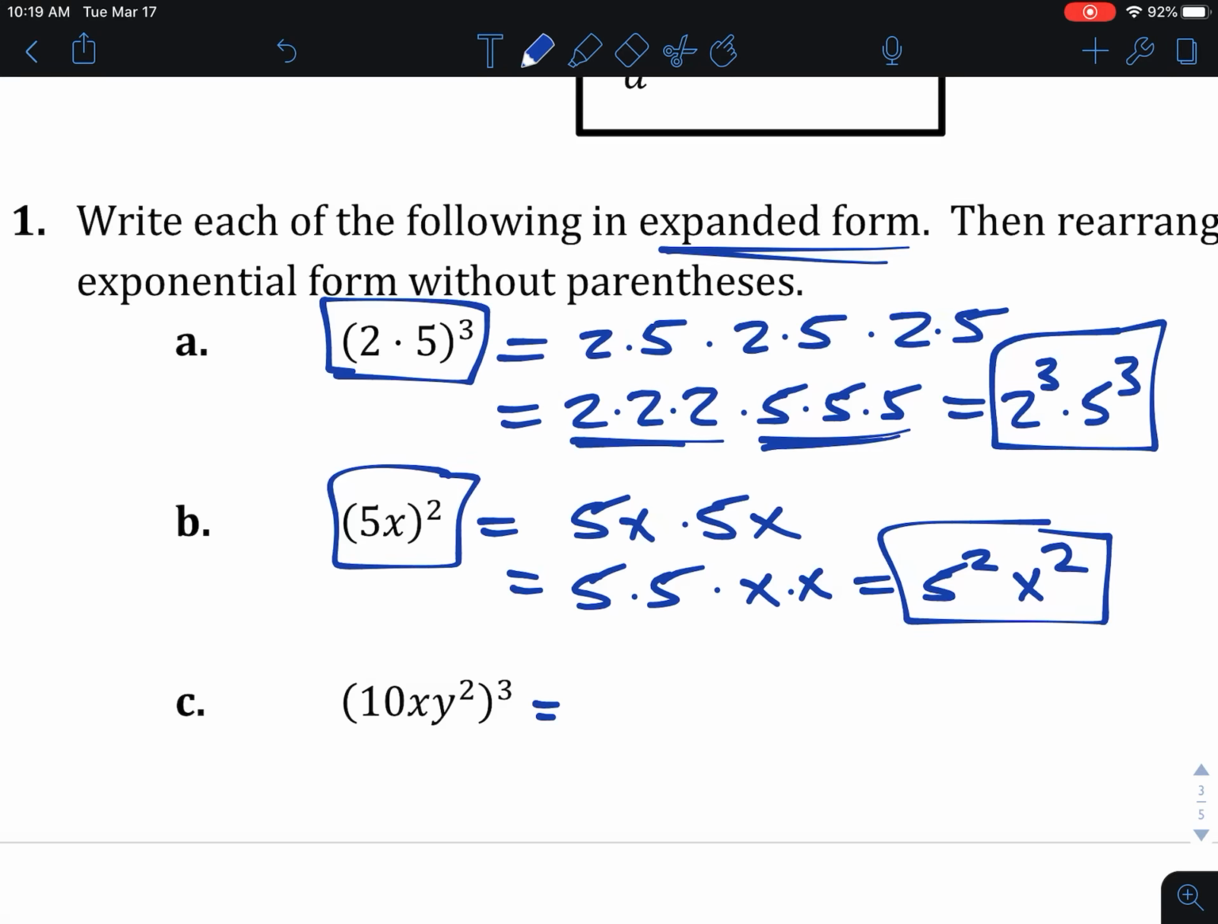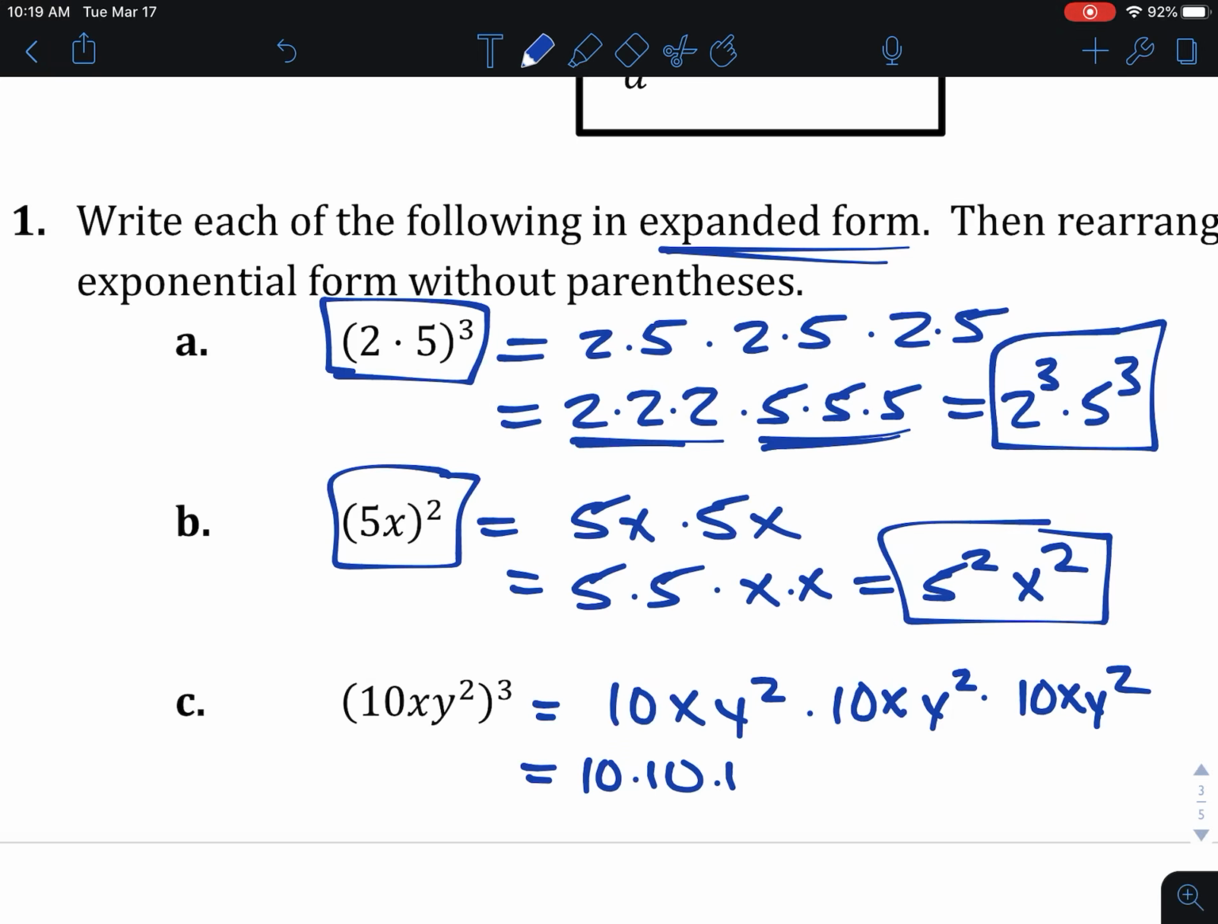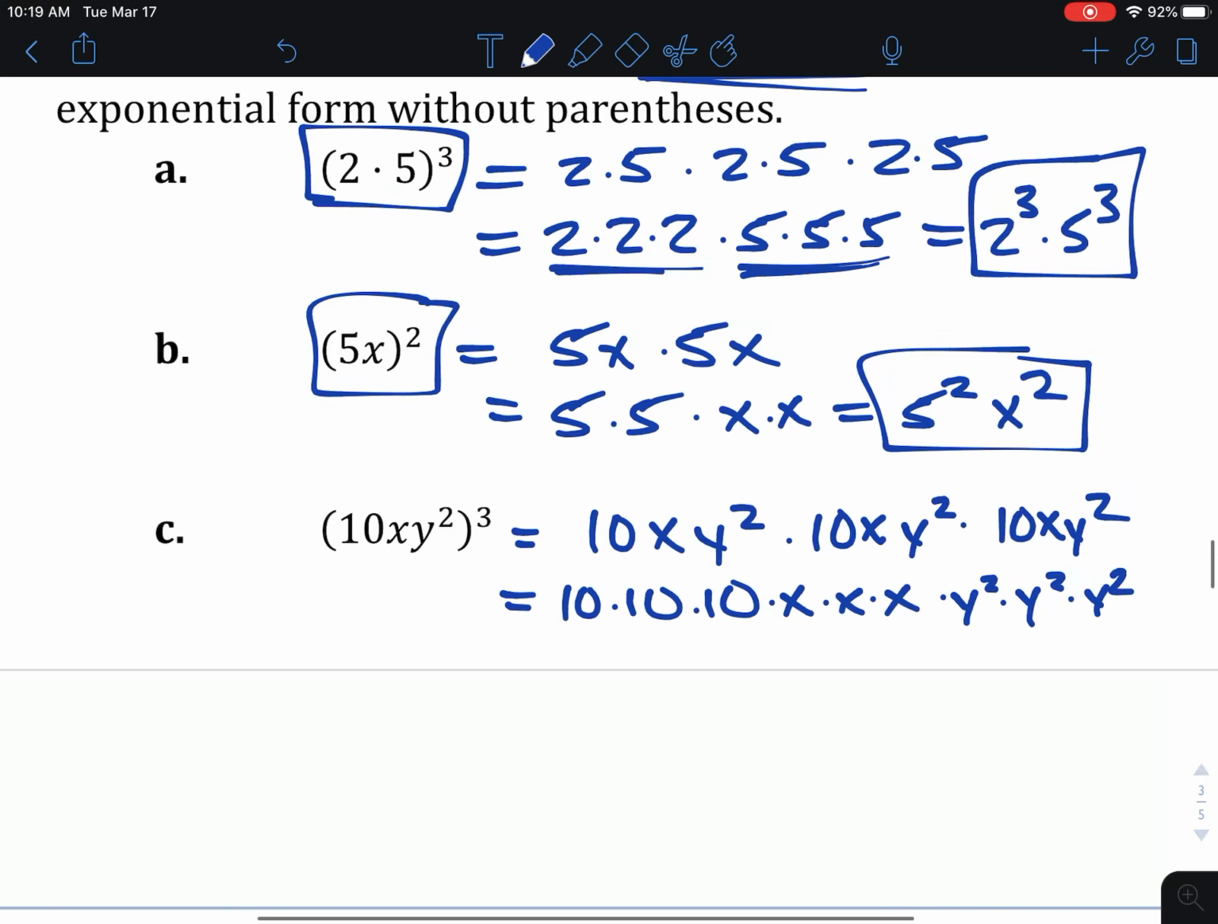For the next one, a lot more pieces here. 10xy squared times 10xy squared times 10xy squared, since there's 3 of them. Now rearranging would be 10 times 10 times 10 times x times x times x times y squared times y squared times y squared. Wow, okay. So now this is 10 cubed times x cubed. And now the y's here, well, this is y times y times y times y times y times y, wait, too many y's, 6 y's.